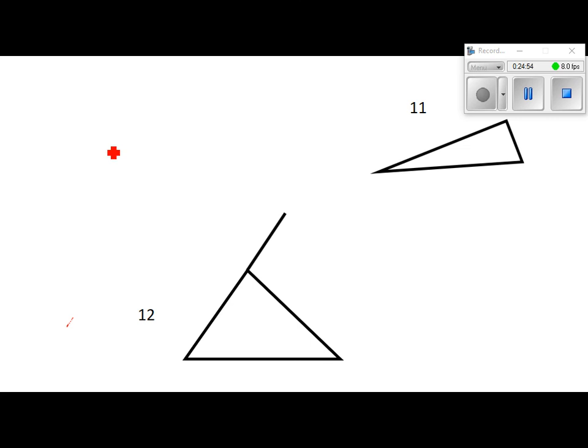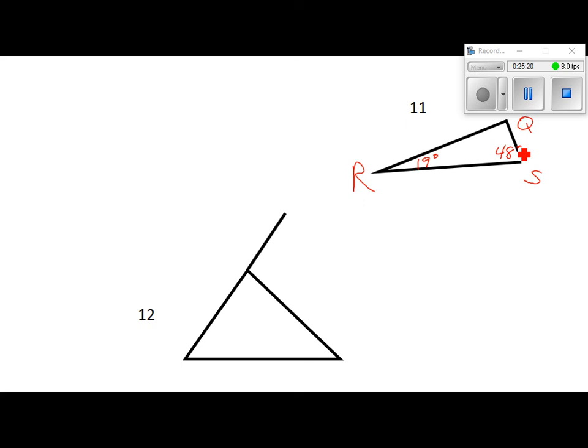Number 11. RQS. Got 19 degrees here. Is that a 48 degree? What's the first thing you're gonna do on this one? Find the missing angle. Somebody do that for me real quick. Find that angle Q right there.